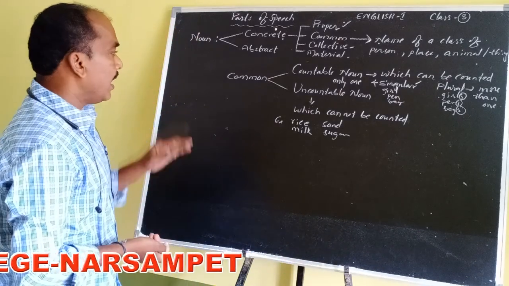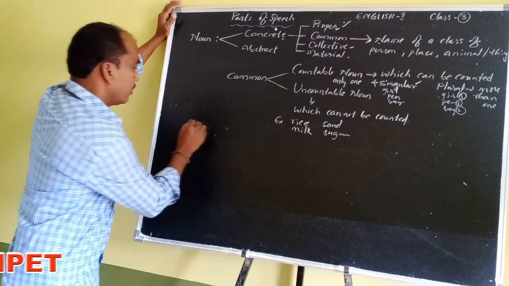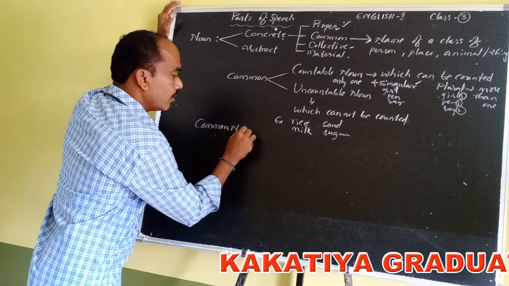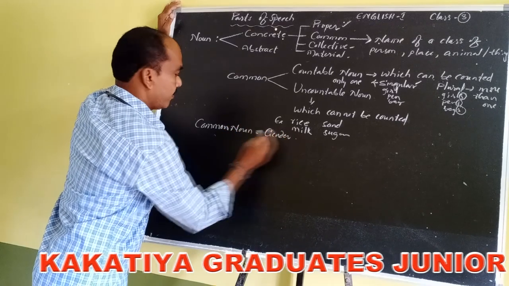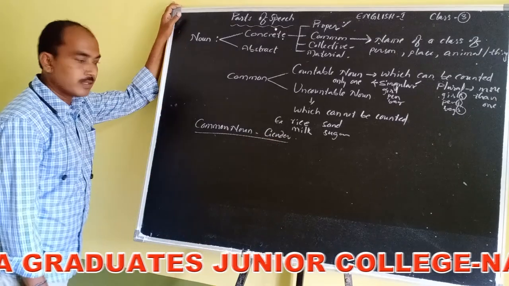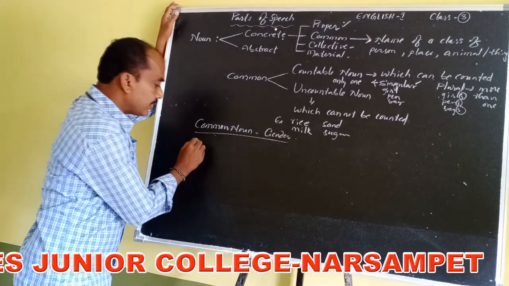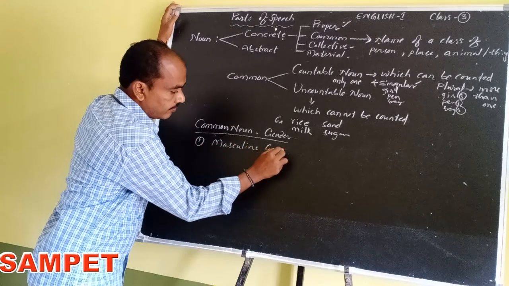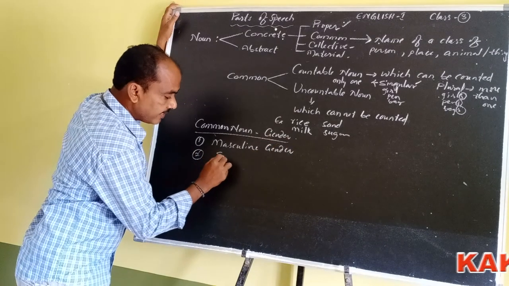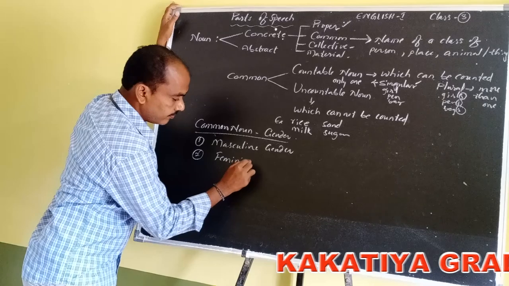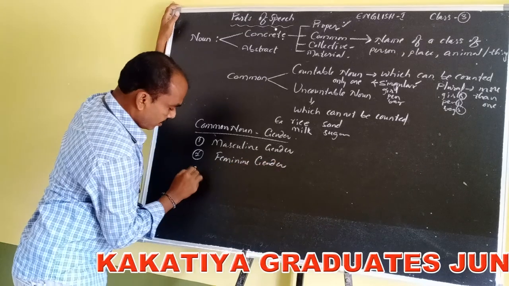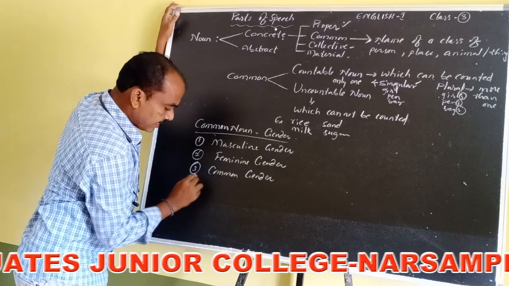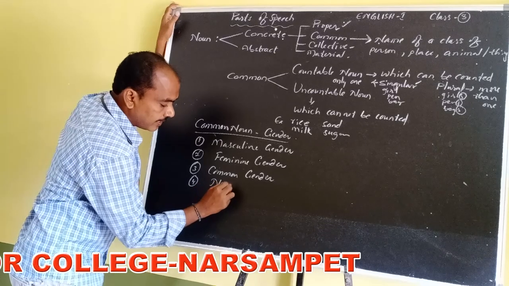As well as that, every common noun has genders. Every common noun has different genders. How many? These are the genders: masculine gender, feminine gender, common gender, and the final one is neuter gender.